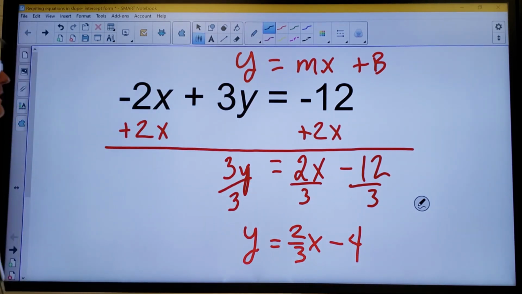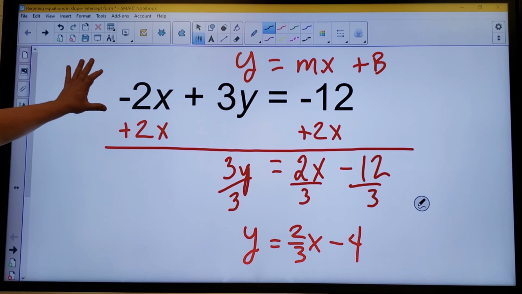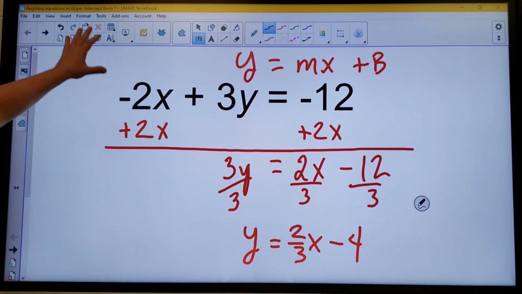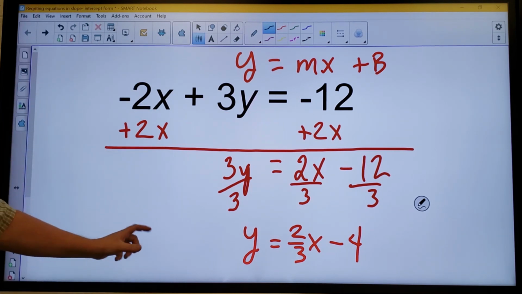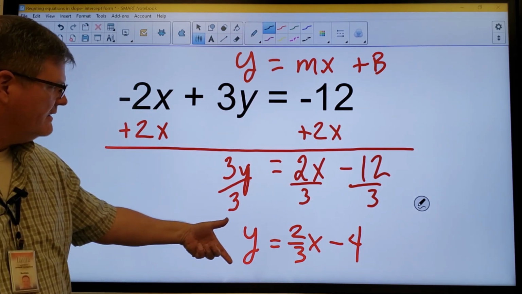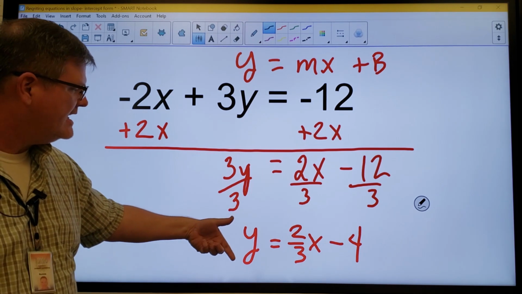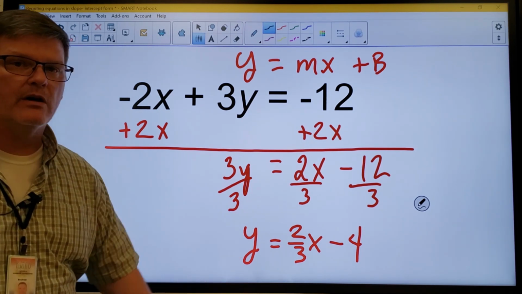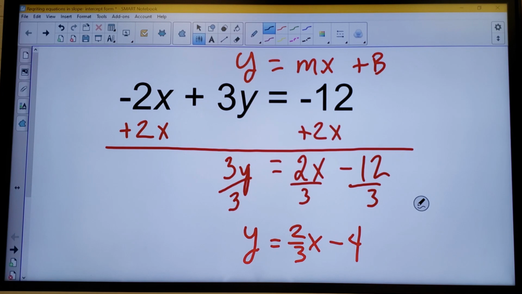minus 4. So we've taken this equation right here, negative 2x plus 3y equals negative 12, and we've rewritten it into the slope-intercept form, and now the same equation is written as y equals 2/3 x minus 4. Let's take a look at another example.